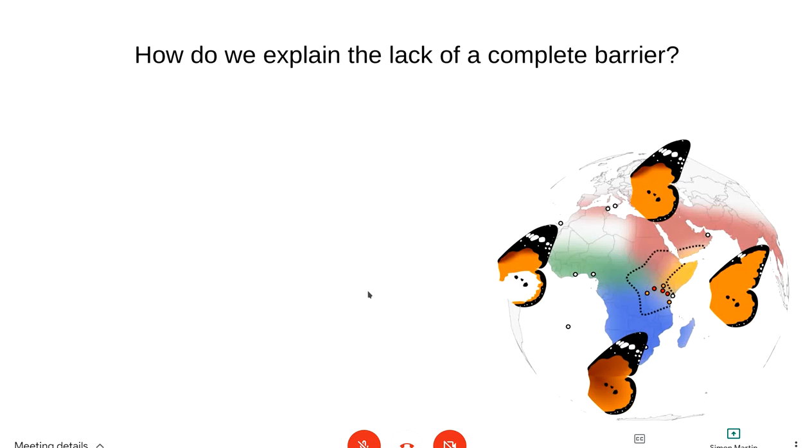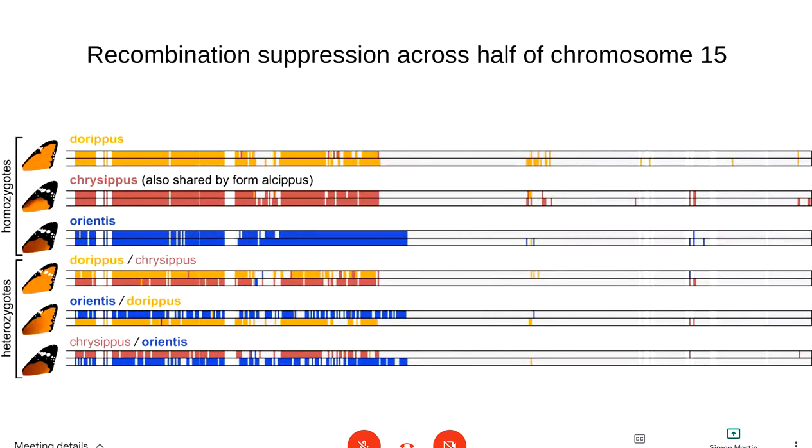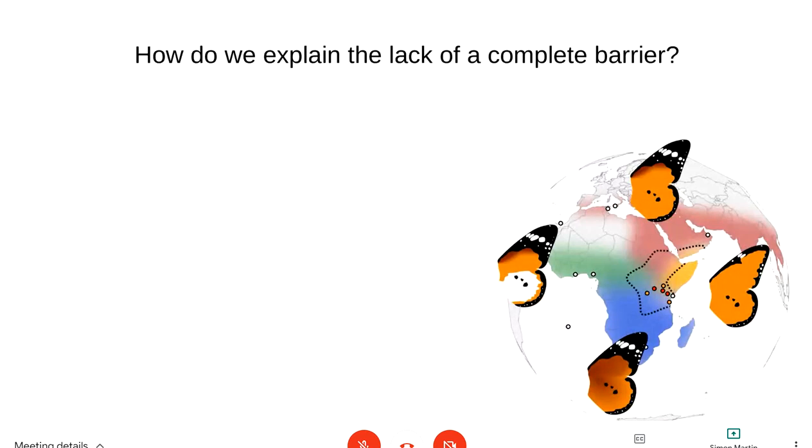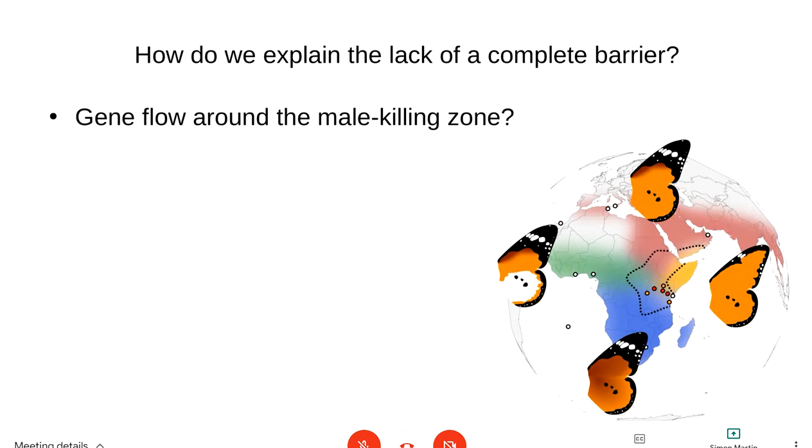So how do we explain the complete lack of a species barrier throughout the rest of the genome? So perhaps this chromosome 15 is involved in adapting to local environments, but the rest of the genome is not. And there are currently, amongst our team of collaborators, 2 hypotheses. The one is that perhaps there's gene flow between these groups that is circumventing and getting around this male killing zone.